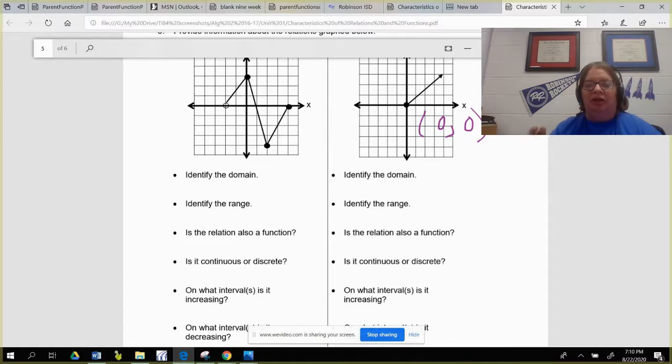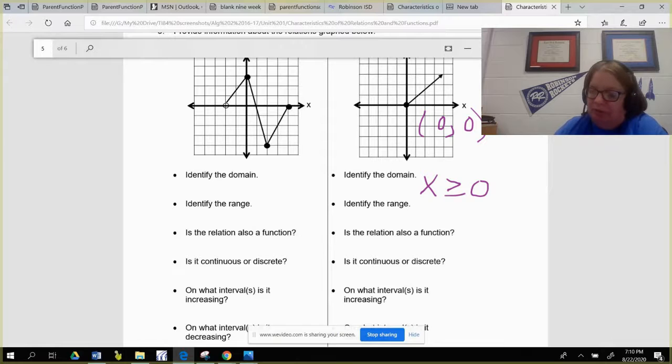Identify the domain. How far left does it go? It goes to 0. How far right does it go? It keeps going, right? How do we know that it keeps going to the right? Because of the arrow. Domain is x is greater than or equal to 0. We know it's or equal to because the circle is colored in.